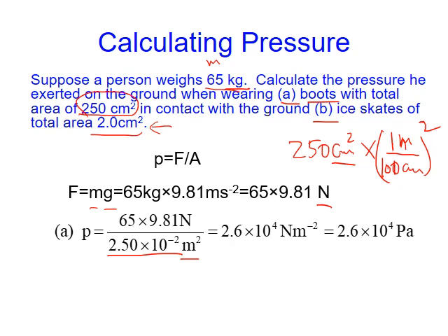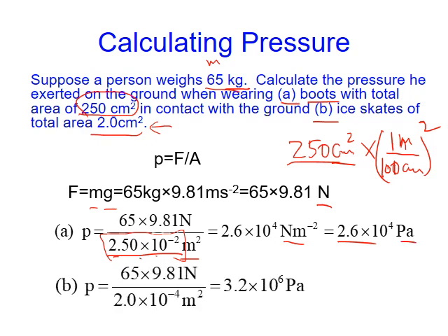Okay, so that gives you 2.5 times 10 to the negative 2 meter squared. And the answer is 2.6 times 10 to the 4th power Newton per meter square, or Pascal. And in B, the area is smaller, and that gives you the larger pressure.